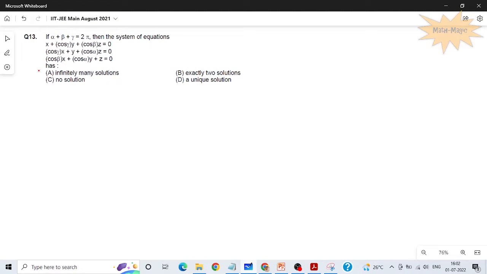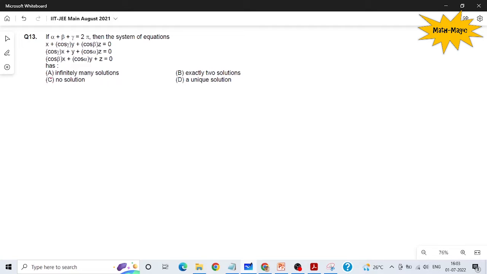Let's solve this problem. If alpha plus beta plus gamma equals 2 pi, then the system of equations, there are three equations given in three unknowns, which are linear equations. It's homogeneous, so we have to find whether it has infinitely many solutions, exactly two solutions, no solutions, or a unique solution.